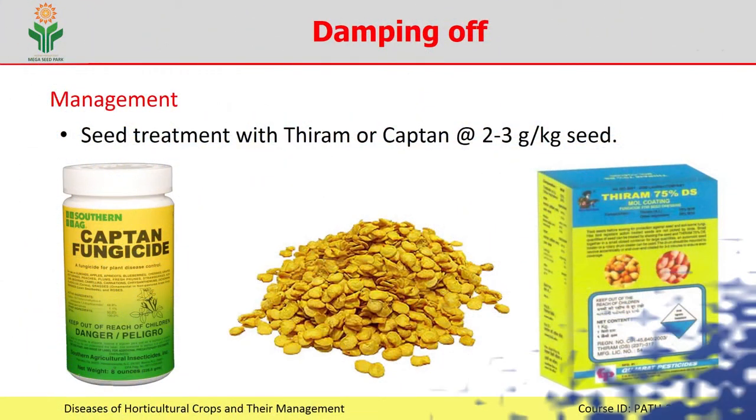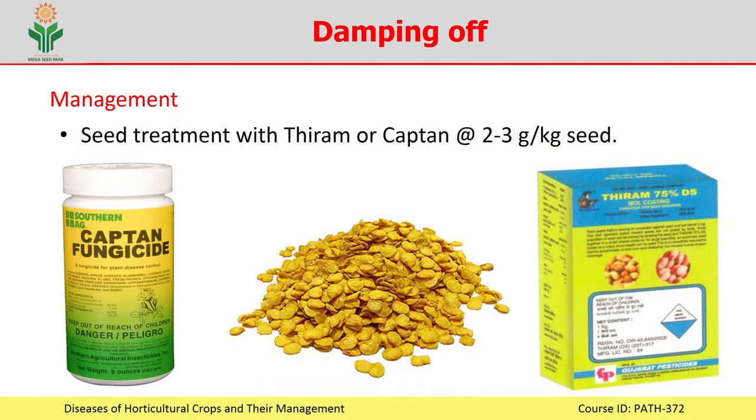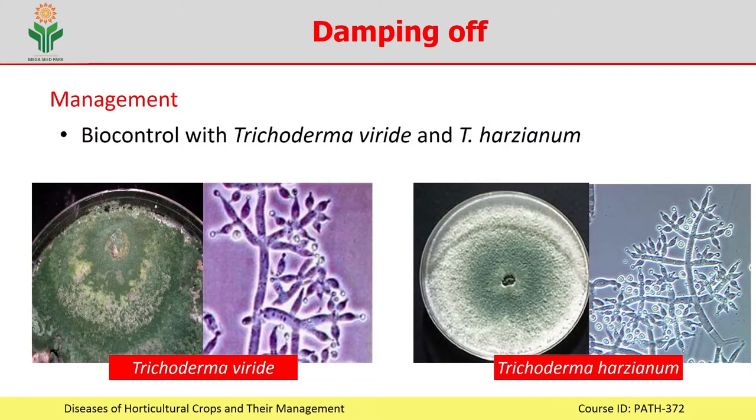So the use of optimum seed rate definitely reduces the damping off disease. Whenever the seed is not protected with a fungicide, it definitely leads to invasion by Pythium aphanidermatum. That's why, while going for planting of your seed, the seed needs to be treated with fungicides like Captan or Thiram at 2 to 3 grams per kg seed. Alternatively, the seed can also be treated with biocontrol agents like Trichoderma viride and Trichoderma harzianum. Usually 6 grams of the Trichoderma formulation should be used for 1 kg seed.